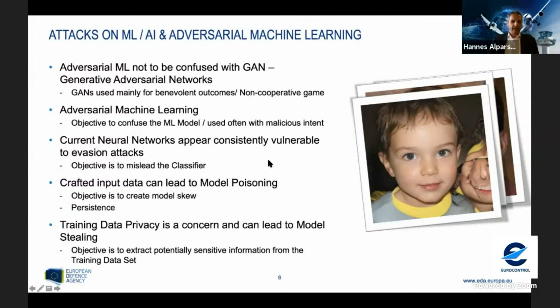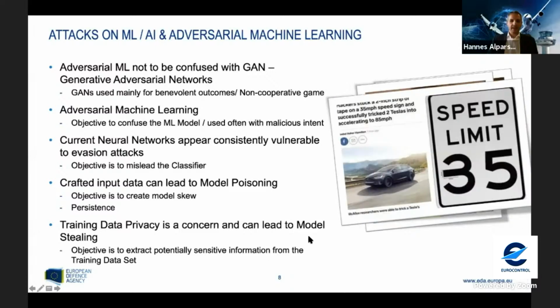There are other vulnerabilities of machine learning and AI, which try to mess with the classifier on a short-term basis. They're called evasion attacks. This is a classical example of an evasion attack. Researchers found out that you can trick a Tesla autopilot just by sticking a bit of tape on the speed limit sign to make it go 85 instead of 35.